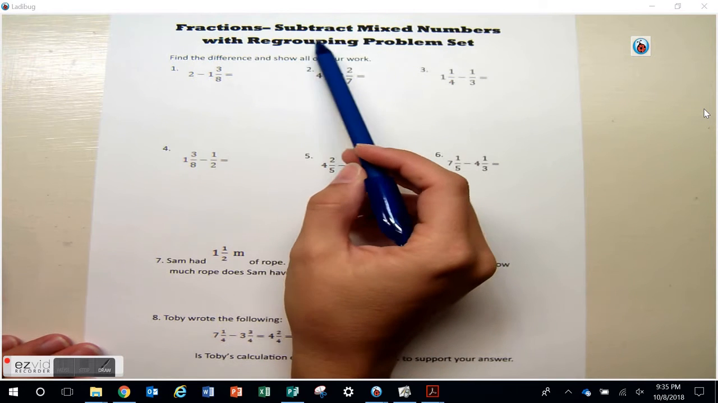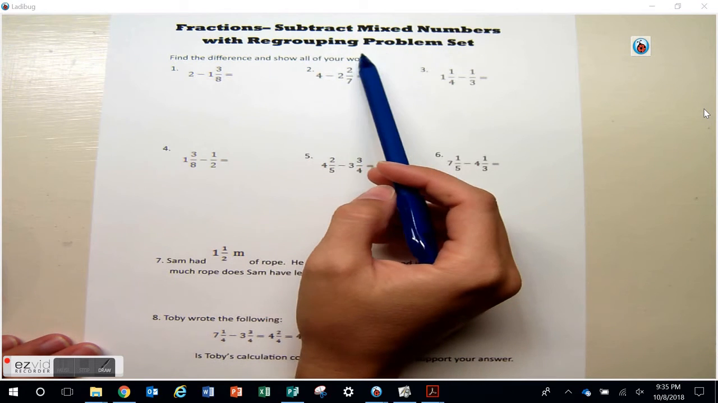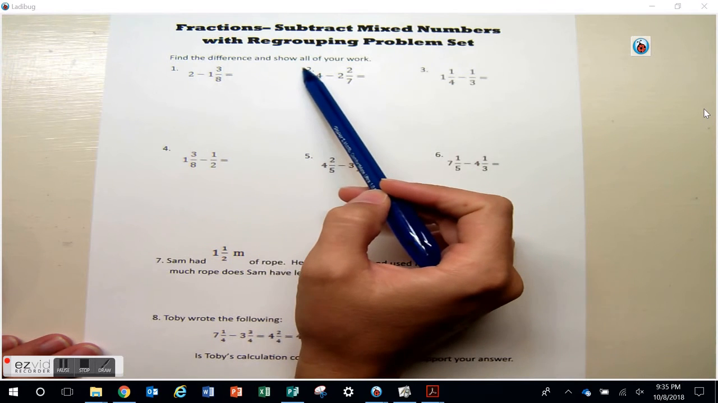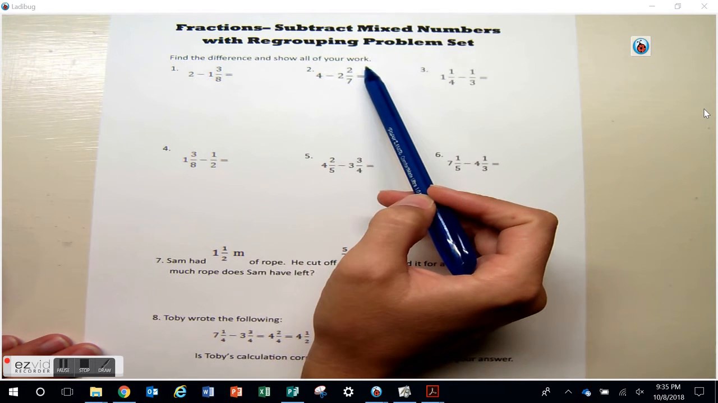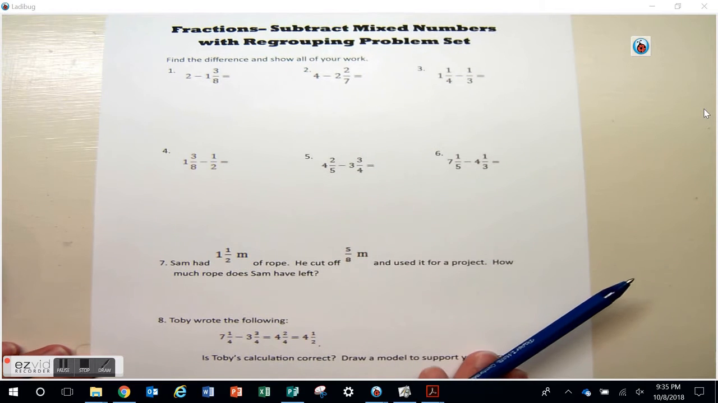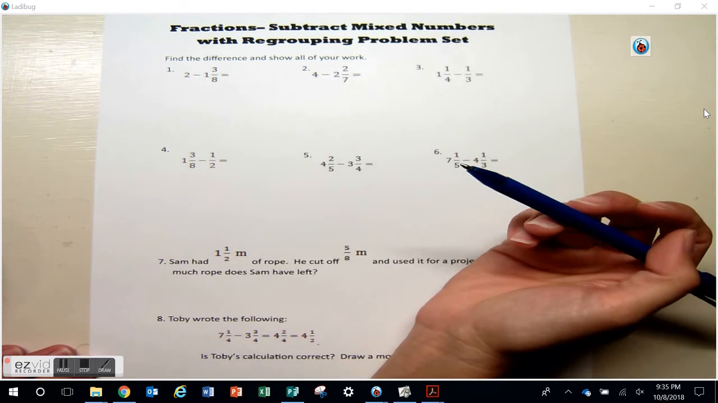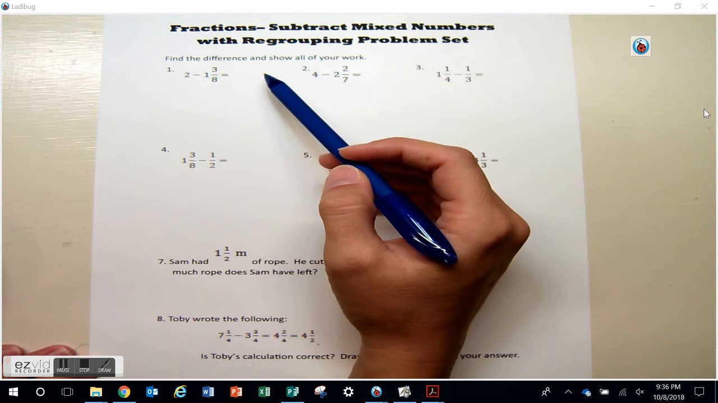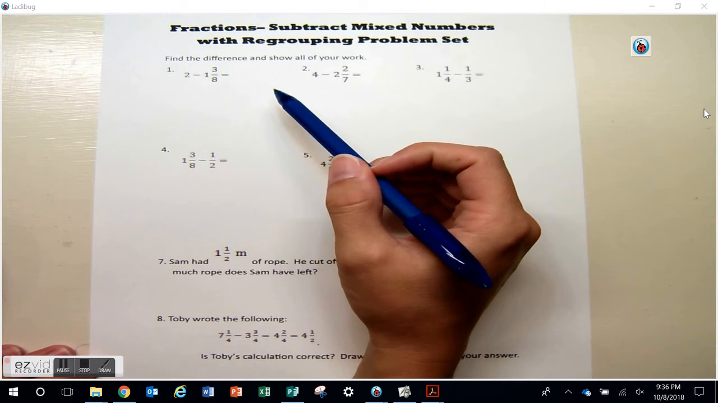Okay, we're still subtracting mixed numbers with regrouping, and now we're going to work on the problem set. Find the difference and show all of your work. So I'm going to do most of this without a model because that's the method that I prefer and that you're more than likely going to use the most often.